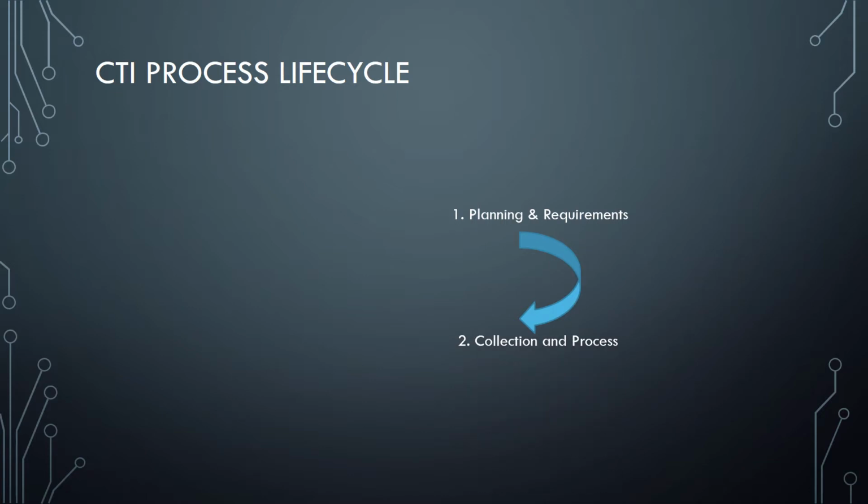And the next step is the collection and processing. So basically here we determine the how, when, why, and what to be collected to fulfill the requirements. And the third step is the analysis. Basically here we evaluate, analyze, and interpret the processed information against the requirements to make sure that it matches all the requirements.